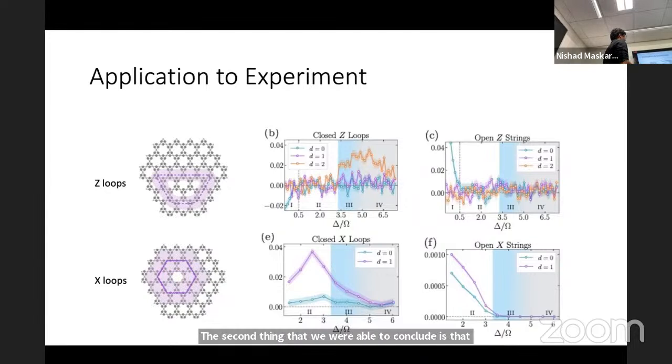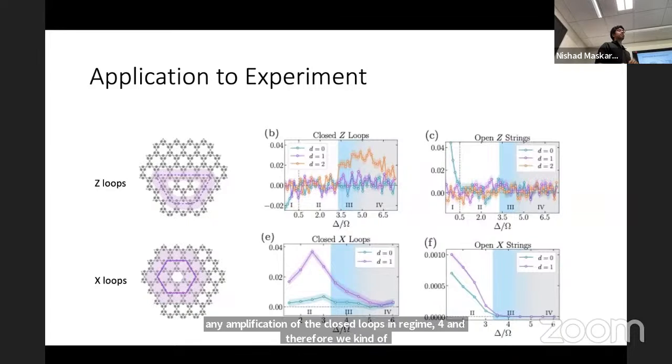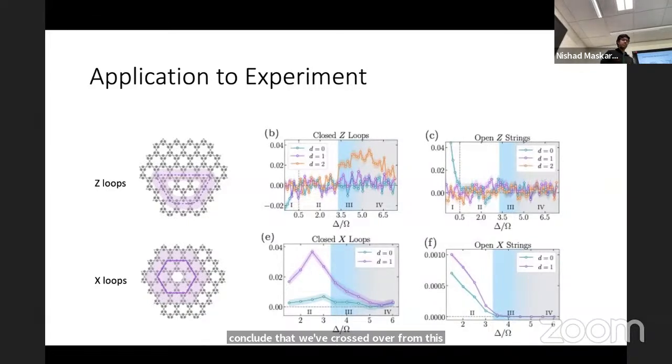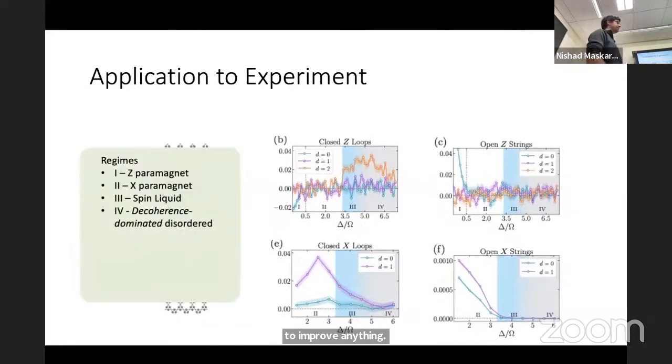The second thing that we were able to conclude is that we didn't see any flow of the loops in this regime. We didn't see any amplification of the closed loops in regime 4. Therefore, we conclude that we've crossed over from this correctable regime to this uncorrectable regime, because even though we're doing correction, it doesn't seem to improve anything. That's why we say this is most consistent with a decoherence-dominated disordered phase. Thanks for the question.